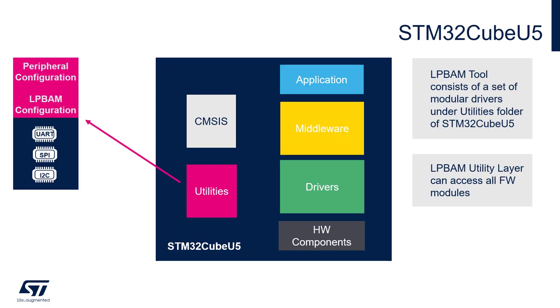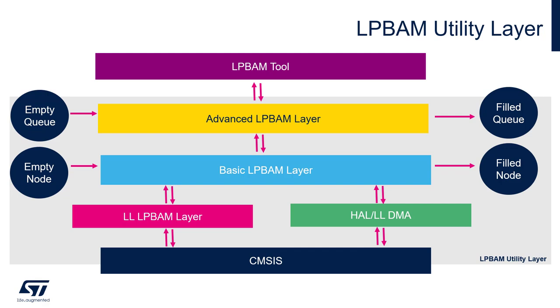CubeMX 6.5.0 integrates the LPBAM configurator for STM32U5 thanks to the presence of LPBAM utilities, which are a subset of modular drivers located in the STM32CubeU5 firmware pack. In this slide, we can see how the utility folder is linked to CMSIS, drivers, middleware, and HAL. LPBAM utility can access all firmware modules. LPBAM utility exposes a layer of drivers with three levels of abstraction: LL, basic, and advanced. Basic and advanced layers are hardware agnostic. Instead, the LL layer contains device-specific configuration for each supported peripheral. We notice that the level of granularity is different, so the advanced LPBAM layer will work on queue granularity. Instead, the basic LPBAM layer will work on node granularity.